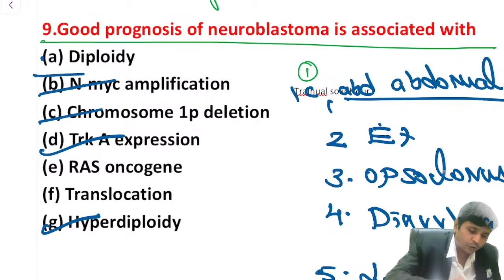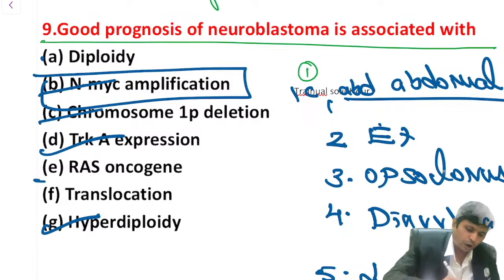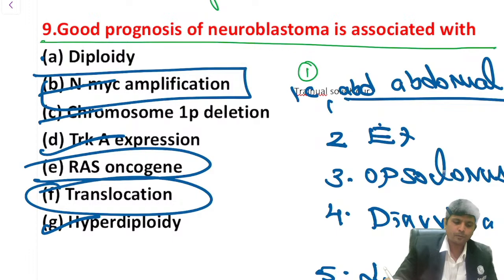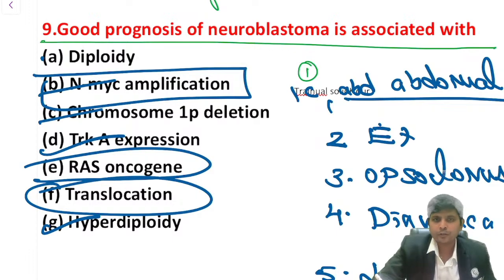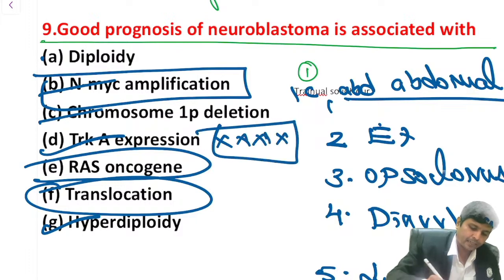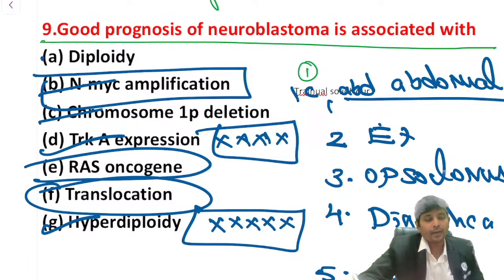NMYC, this is the most common factor associated with a bad prognosis. Oncogene, bad prognosis. Any translocation is a bad prognosis. So what are all the good prognostic factors for neuroblastoma? One is tyrosine kinase A, and another is hyperdiploidy.